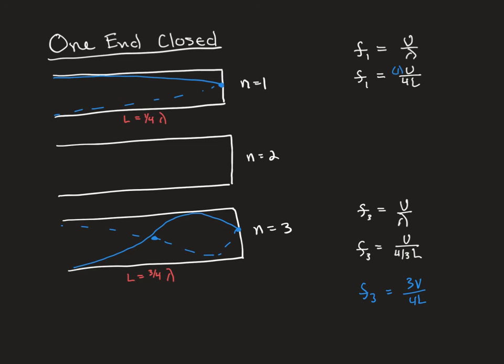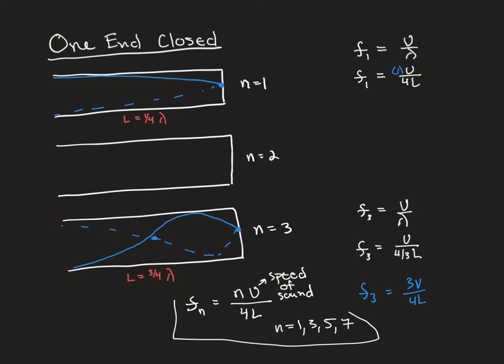So we can once again say that frequency is equal to the harmonic number times the speed of sound divided by 4 times L this time. So v is the speed of sound. And n in this case is only odd positive integer numbers. There are no even harmonics when one end is closed.